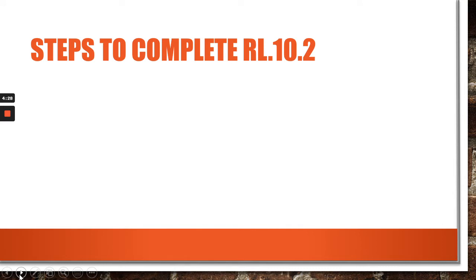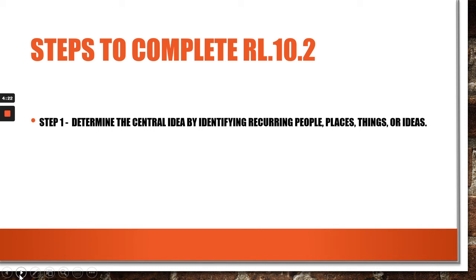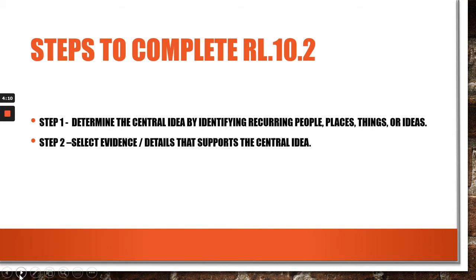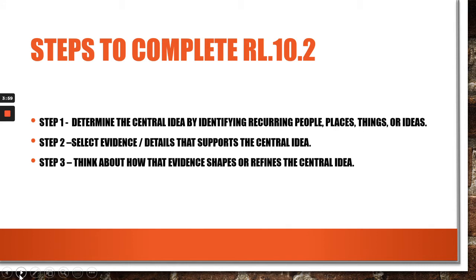So let's look at some steps we can use to complete RL.10.2. The first thing I want to do as a reader is determine the central idea. And what I'm going to do today to do that is just look at any recurring people, places, things, or ideas that I see in that text. And that's going to give me insight into what the central idea is. After I identify that, I'm going to select some evidence just to check myself that supports the central idea. And then thirdly, I'm going to think about how that evidence shapes, which means to build, or how it refines, which means to make more clear, the central idea.